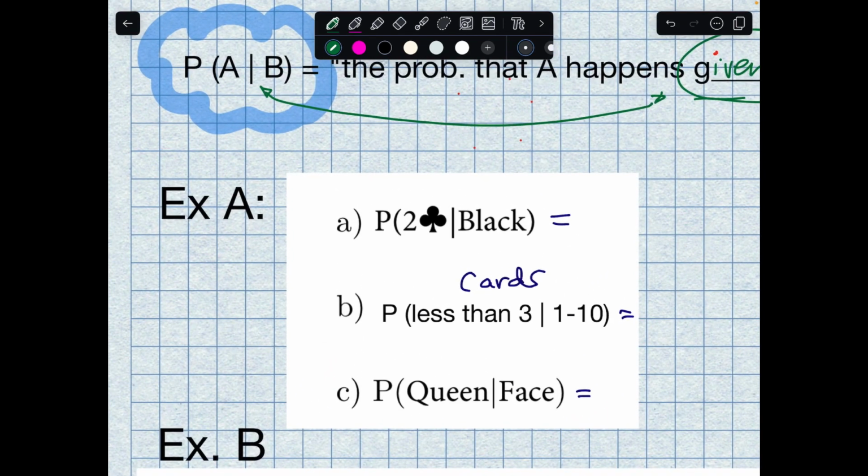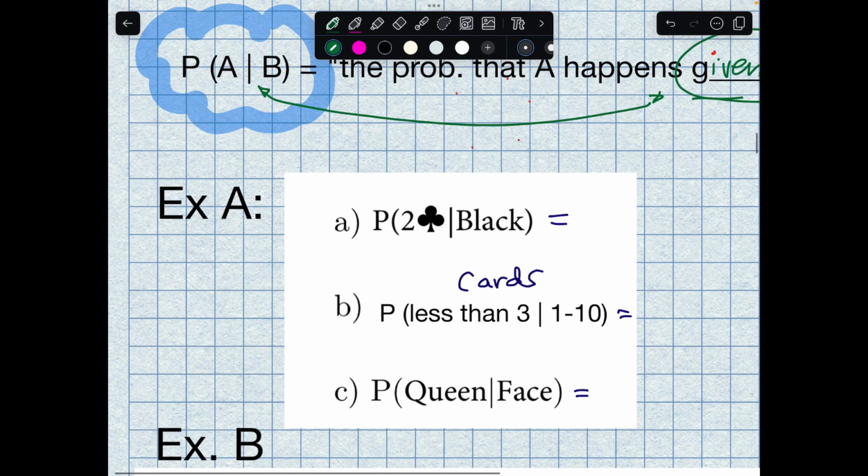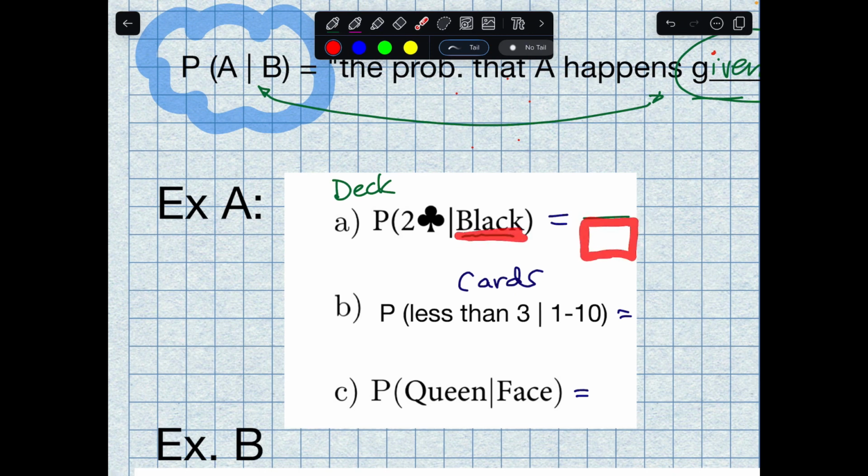Let's look at our first example. From a deck of cards, what is the probability that we choose the 2 of clubs given that we're only looking at black? The important thing to do here is to keep track of your denominator first. And that is the black cards. We're only looking at the black ones. So you remember there is 13 in each suit, so there's 26 total black cards. And there's only one of those. All right? Kids tend to make a mistake on the denominator, not upstairs.